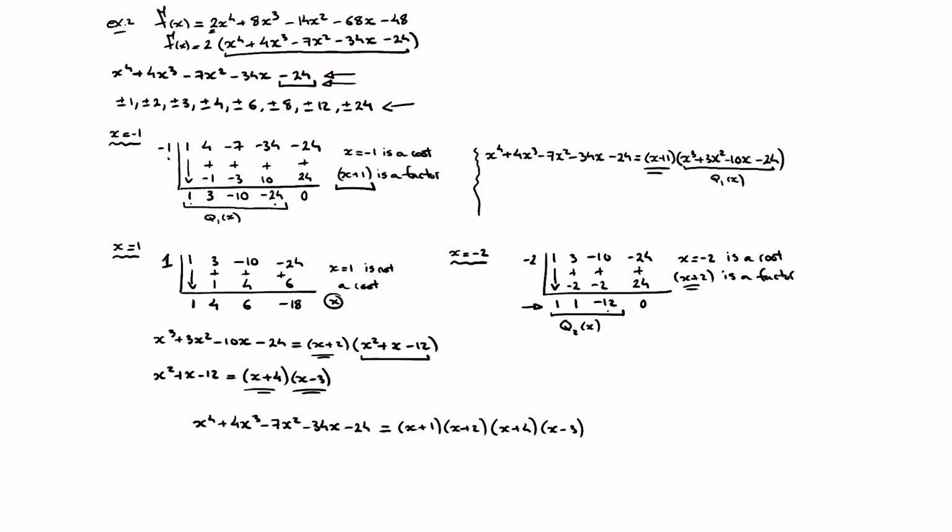Remember, at the very beginning, we had placed 2 as a factor, so we need to add that now and state our final answer, which would be f of x equals 2 times x plus 1 times x plus 2 times x plus 4 times x minus 3. And we're done.